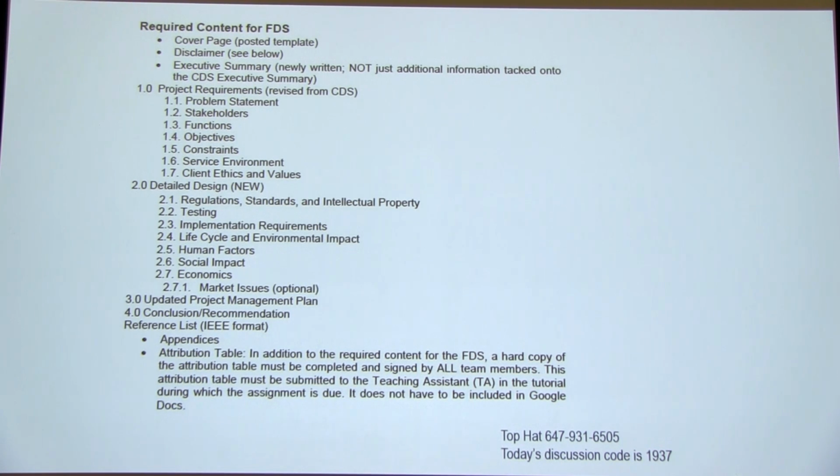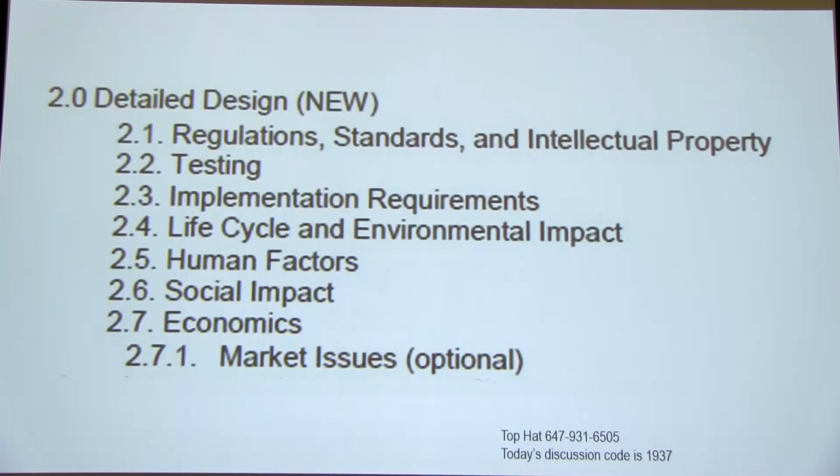Here is the required content list for the FDS. You can see that it looks much the same in the PR as it always has. The old 2.0 section from the CDS, which had your alternate designs, is completely gone, and there is now a new 2.0 section with all these new sections in it that you haven't seen before and haven't had to do before. So let's see what they look like and what they've looked like in some examples.